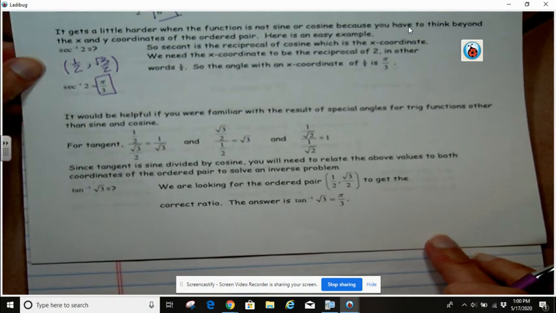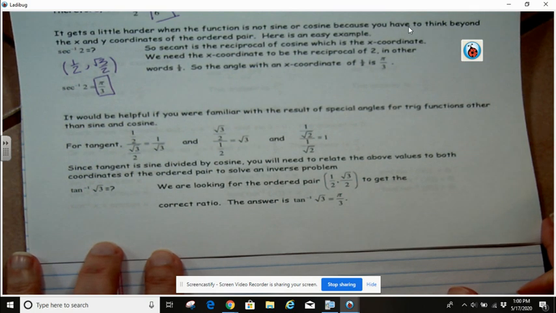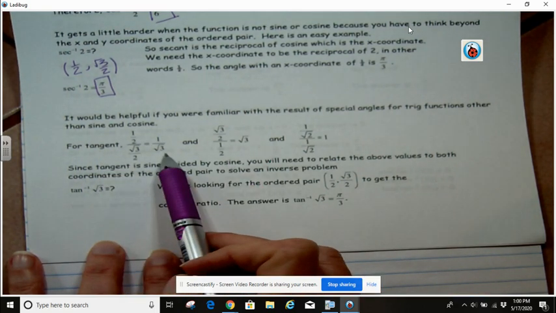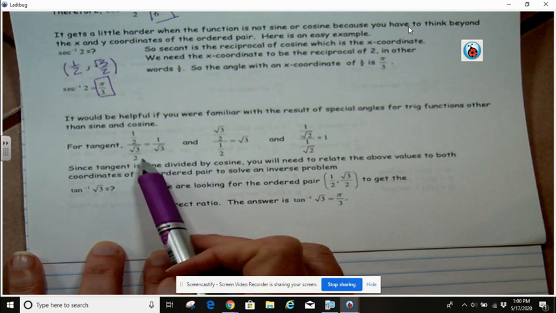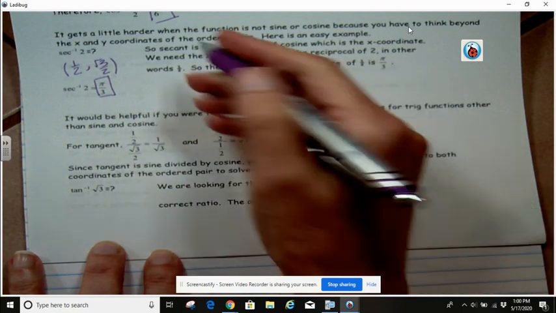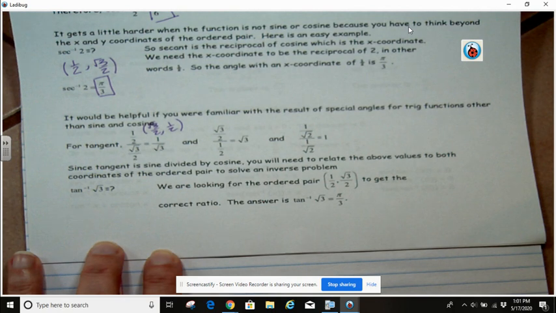It would be helpful if you were familiar with the result of special angles for trig functions other than sine and cosine. So like for tangent and cotangent, for tangent, you take the sine divided by the cosine, or the y-coordinate divided by the x-coordinate. So the more familiar you are with those scenarios, the easier it's going to be to think of the right angle. So if I'm given a tangent value of 1 over square root of 3, well, that comes from 1/2 divided by the square root of 3 over 2. And it's the y-coordinate divided by the x-coordinate. So I would know that that comes from an ordered pair square root of 3 over 2, comma 1/2.